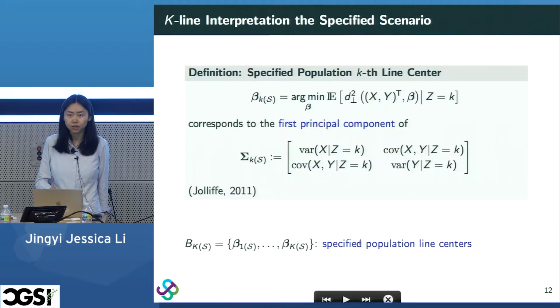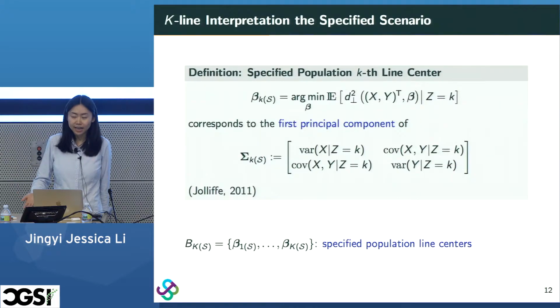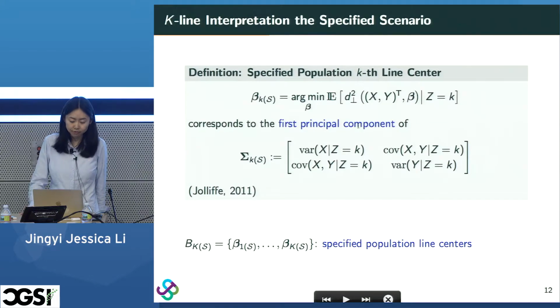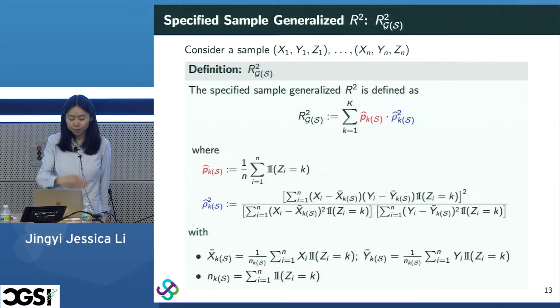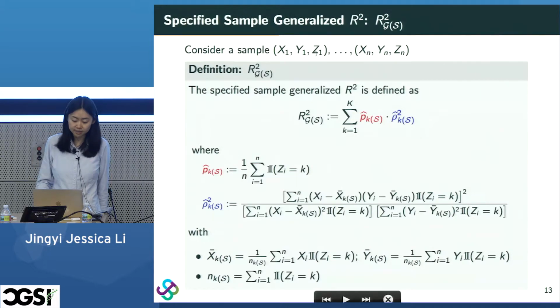So for every component, I just compute the first PC, and that's the line center. Okay, so on the sample level, moving from joint distribution to a specific sample from that distribution, I can define my sample generalized R-square, which is just moving from population to sample. Nothing special. So the proportions are the proportion of the kth component in the sample, and this R-square is the sample R-square based on that sample.